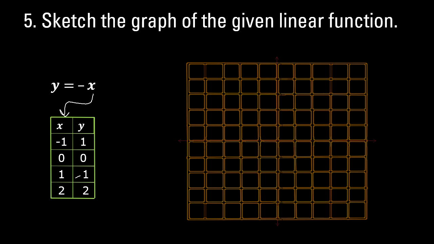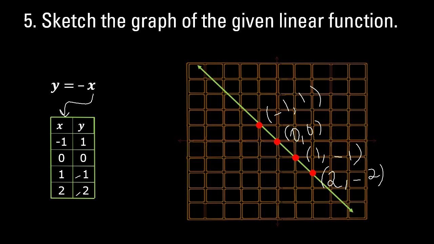And when x is 2, y is -2. Now we're gonna plot the points. So we have (2, -2), (1, -1), (0, 0), and (-1, 1). We have these points, join them, we get our line.